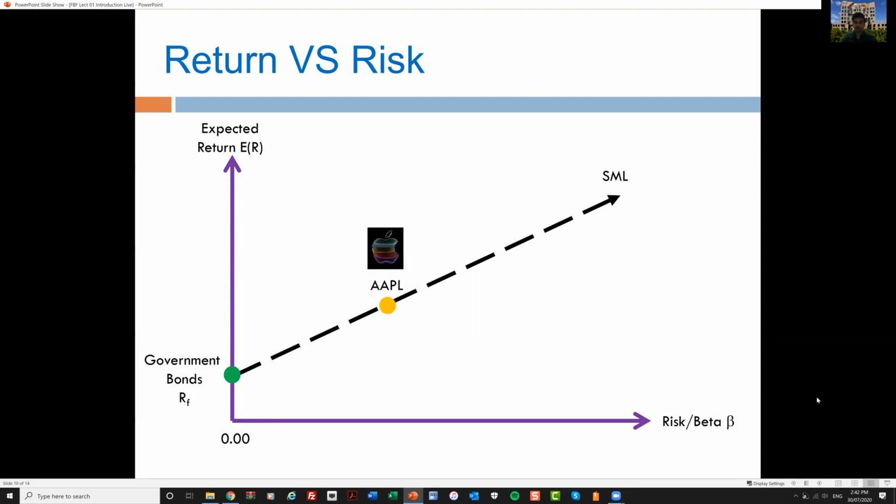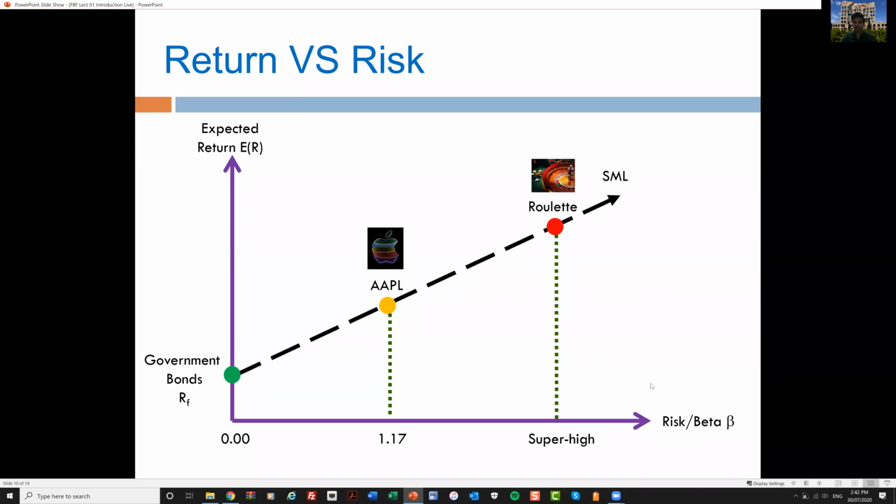So you get a minimum return for taking on that risk. Now with Apple, okay, earlier from Yahoo, you can identify this information. Apple has a risk of 1.17 in terms of its beta. So clearly it has more risk than a government bond. And then if I was to put the roulette table bet on this graph, I don't have a specific number for this, but all I know is that the beta will be really high in the sense that you either win really big or you lose really big.